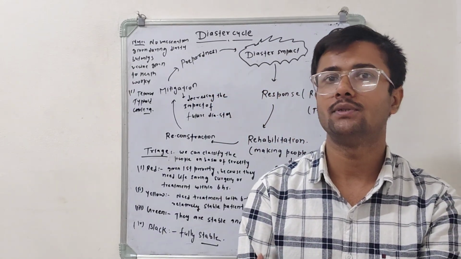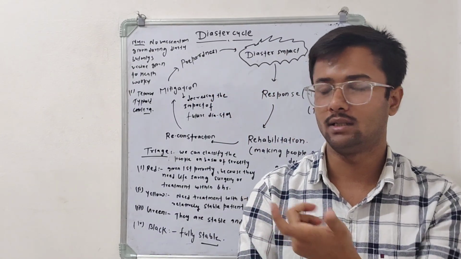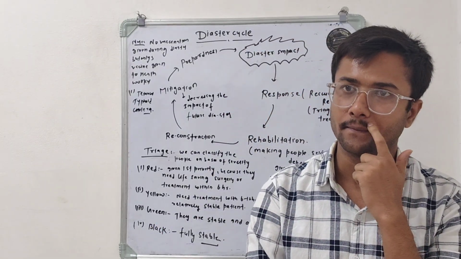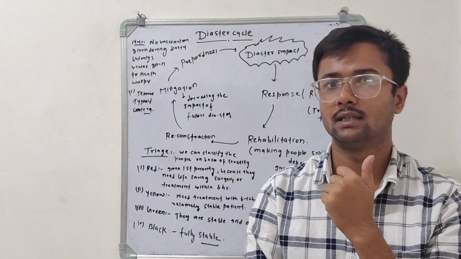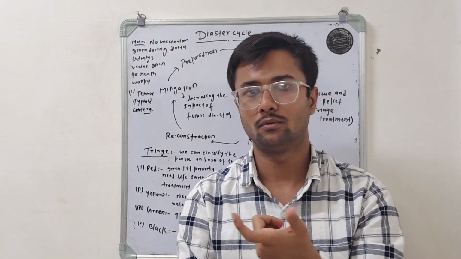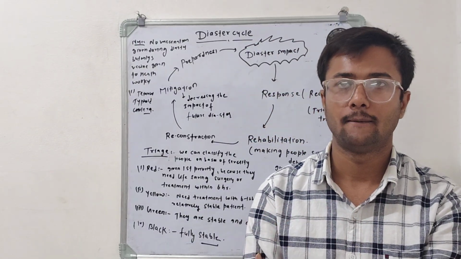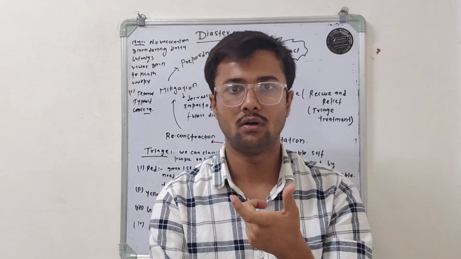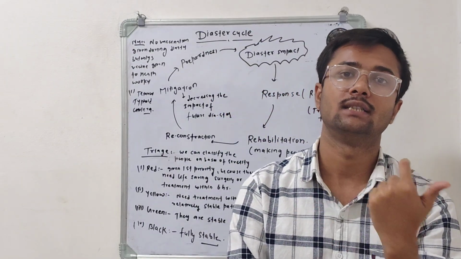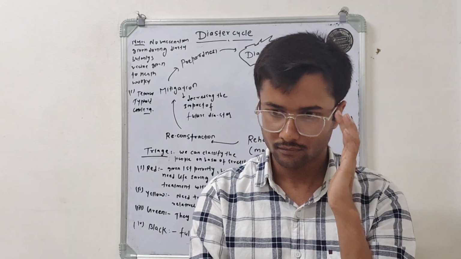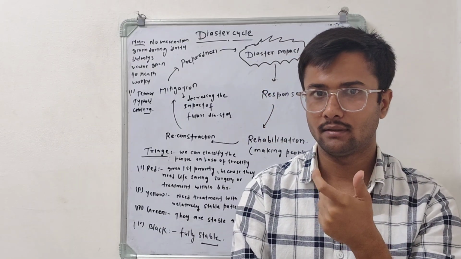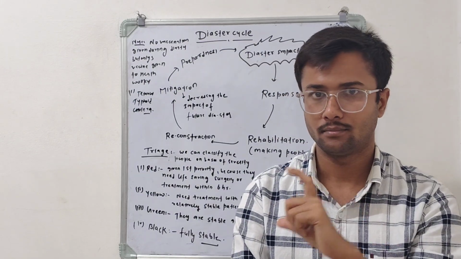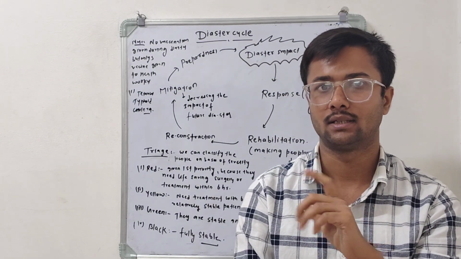In response, it includes both rescue and recovery. So how do we respond after the impact? I mean, how do we go for the recovery and rescue? For recovery and rescue, we follow our triage rules. And what are these triage rules? According to this triage rule, we can divide all the patients into four categories.